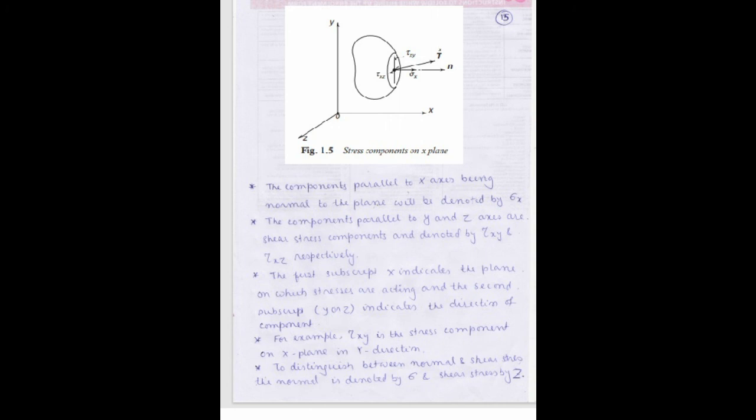To distinguish between normal and shear stress, the normal stress is denoted by sigma and shear stress is denoted by tau. So sigma is normal, tau is shear. So for Tx we have one normal stress, the one in the x direction, parallel to the x axis or normal to the x plane, and the other two, in the y direction and z direction, are the shear stress components.